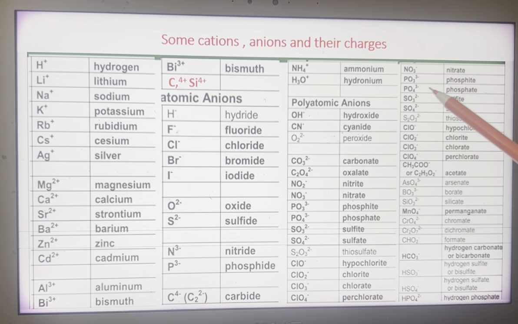Nitrate ion, phosphate ion, sulfate ion, like that. They have charges. You have to remember the charges, then only you can write the correct formulas. So this is the list of anions and cations. While writing the formulas, you have to put the ions of the particular compound concerned.